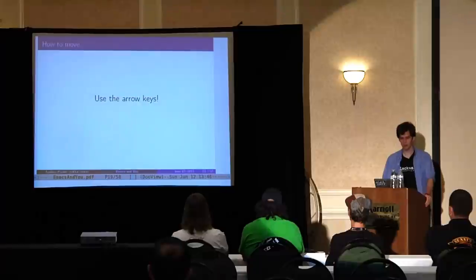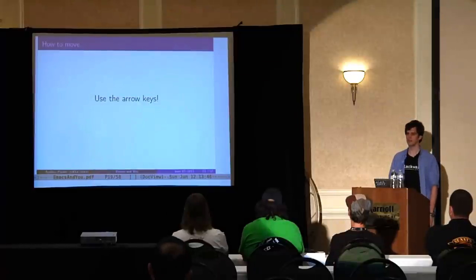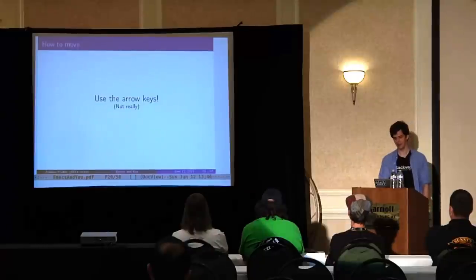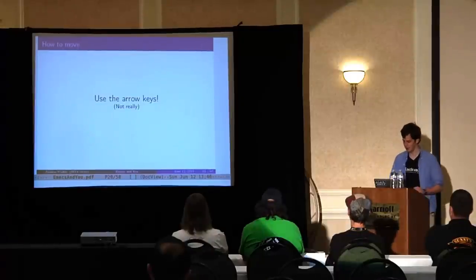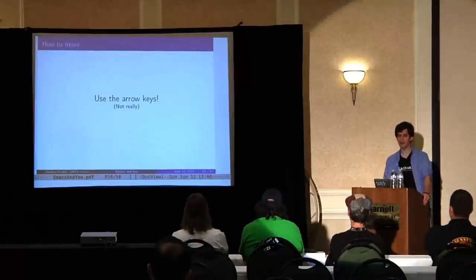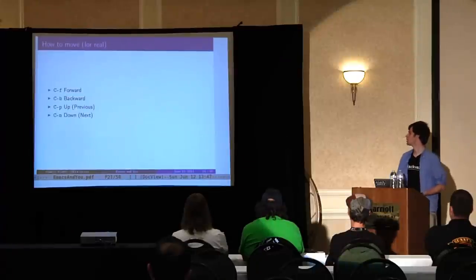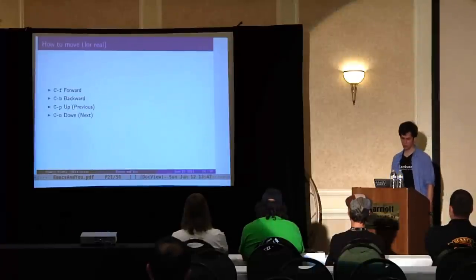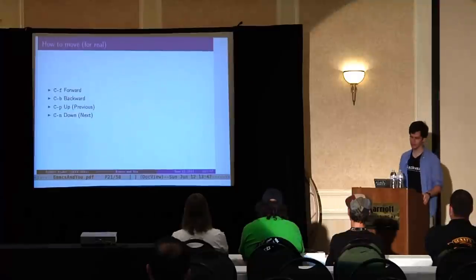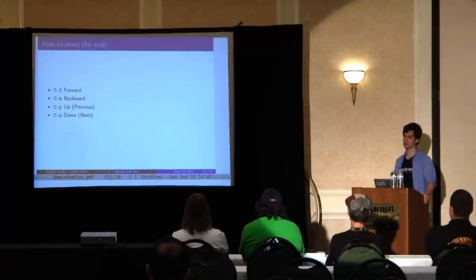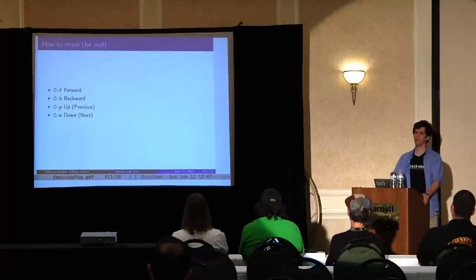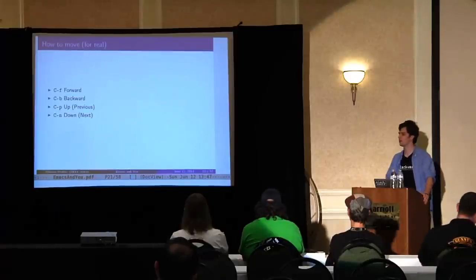So how to move? You can use the arrow keys. I use the arrow keys. There are bindings other than the arrow keys. Emacs is non-modal, so everything is bound to Control or Alt, or whatever. You can move forward, backward, up and down by using C-f, C-b, C-p, and C-n respectively. These bindings are not particularly ergonomic, in my opinion.